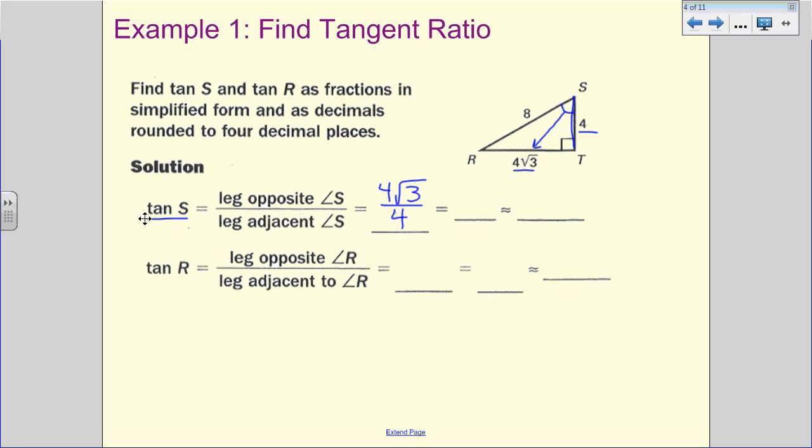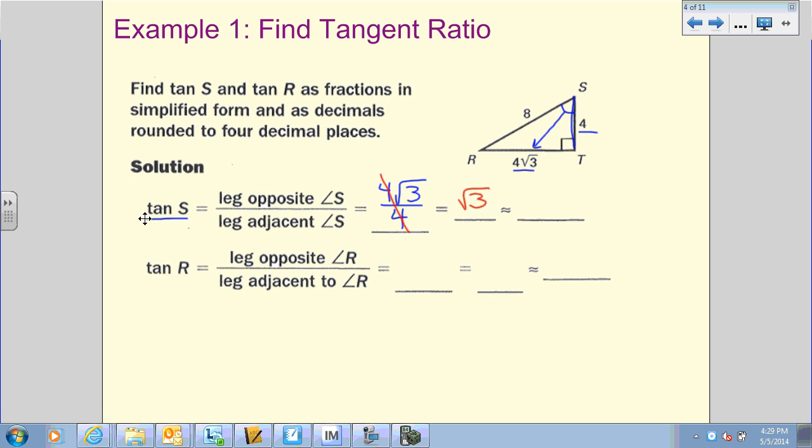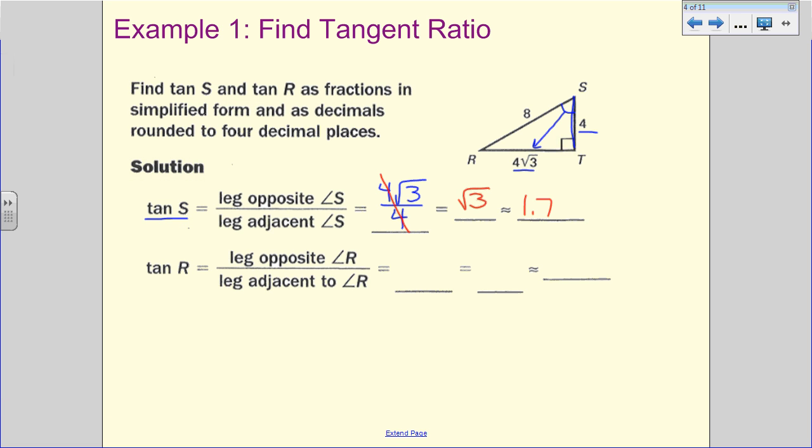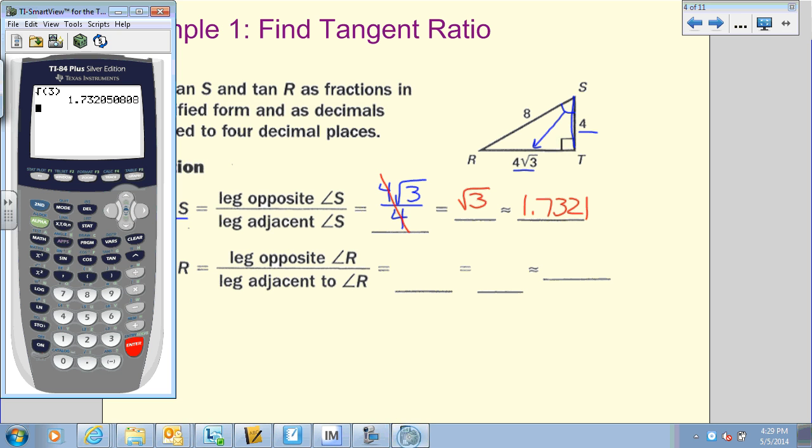So 4 square root of 3 over 4. This is just square root of 3. And we're going to simplify that. That's something you'll do on your calculator. And so I'm going to bring the calculator up here today. Square root, you guys know, is above the x squared. So we're going to do second square root of 3. And so that's going to be approximately 1.731. And as soon as I start writing, I lose my calculator there, but you guys will see what we have there. We're going to round to 4 decimal places.